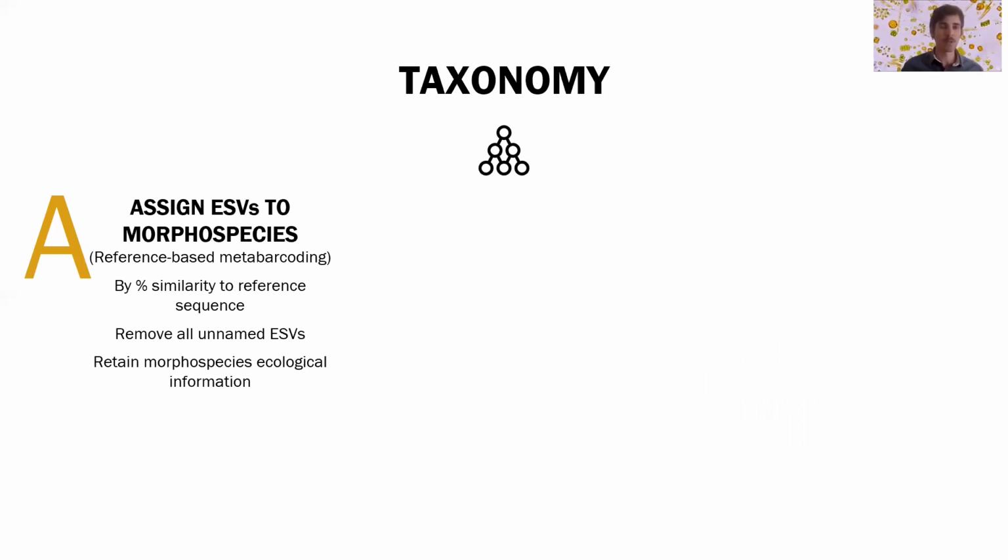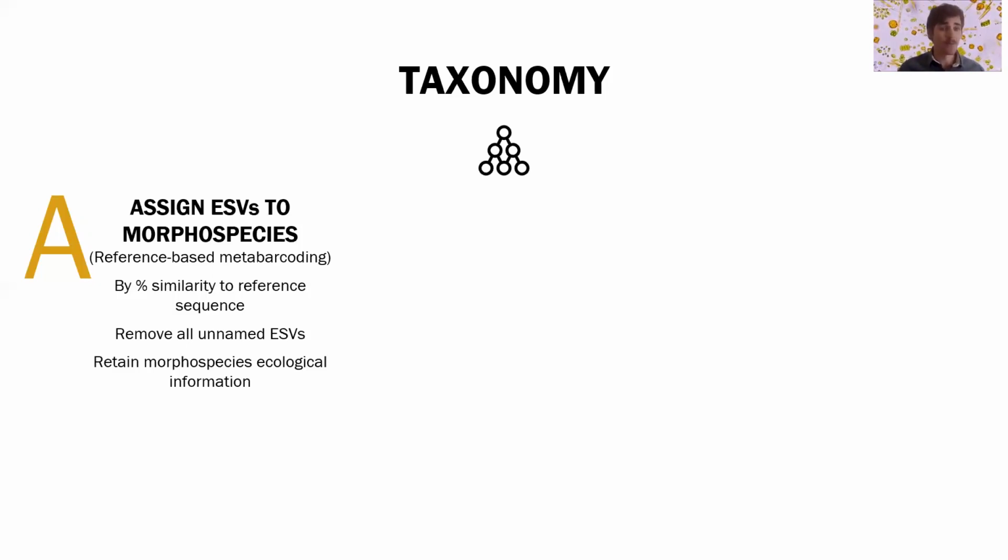So there are 3 ways we can assign taxonomy. We can assign ESVs to morphospecies, which I call reference-based metabarcoding. This is done by percent similarity to a reference sequence. So somewhere out there, somebody has cultured some diatom that they know 100% is that diatom morphologically. And then they've sequenced that diatom for the amplicon of our interest. Then when we have our environmental sample, we can have our own sequence and see if it matches up with that sequenced named reference diatom.